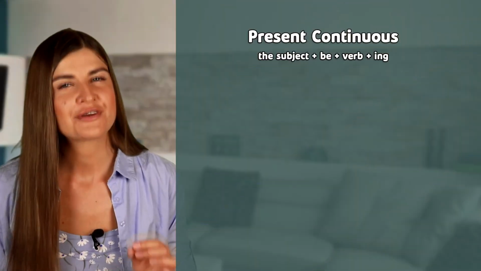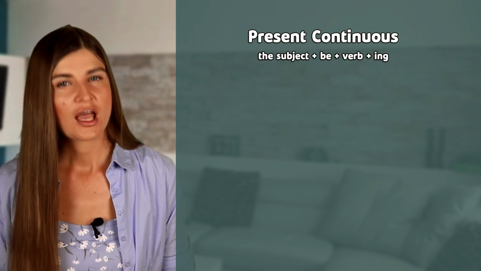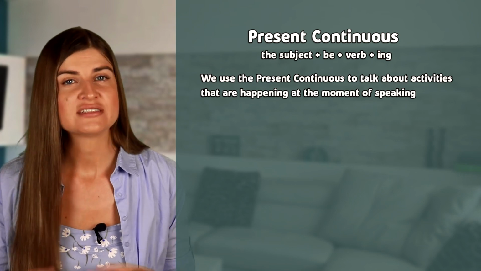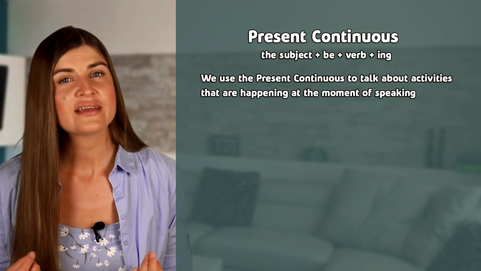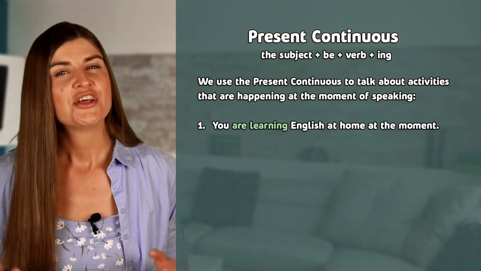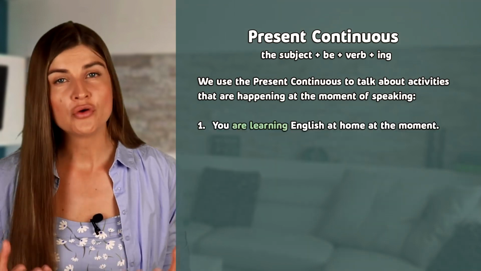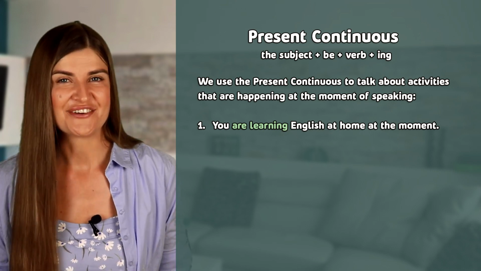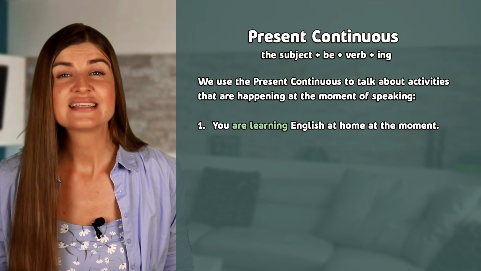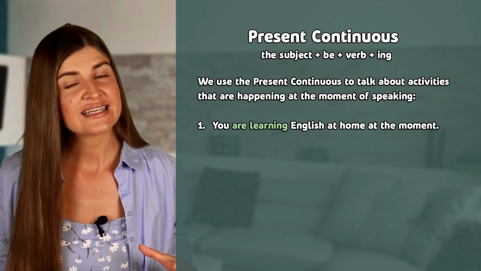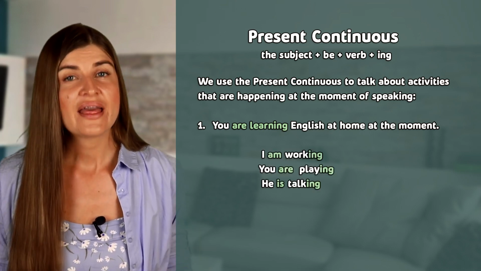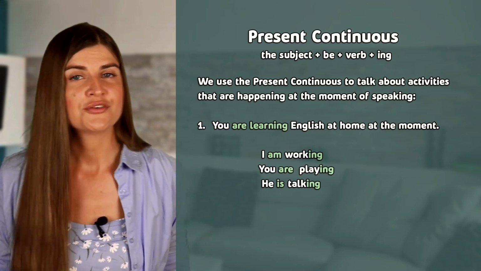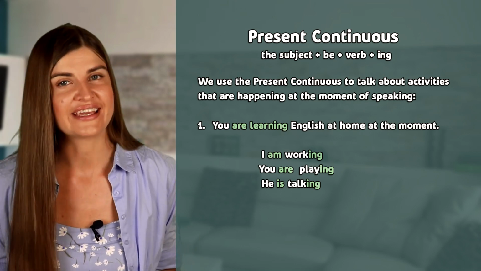Let's move on to the present continuous tense. We use the present continuous to talk about activities that are happening at the moment of speaking. You're learning English at home at the moment. I guess you are if you're watching this video. The present continuous is made from the present tense of the verb be and the ing form of the verb. I'm working, you're playing, he's talking.